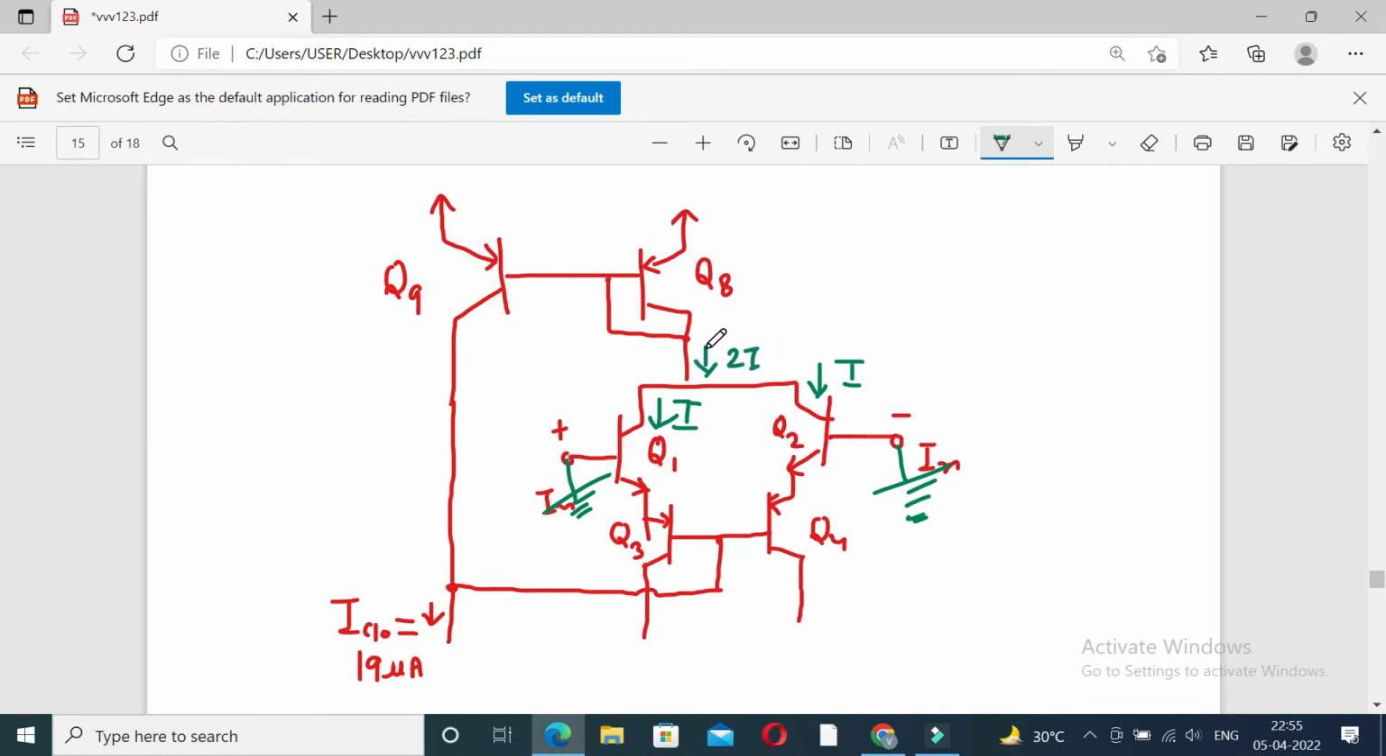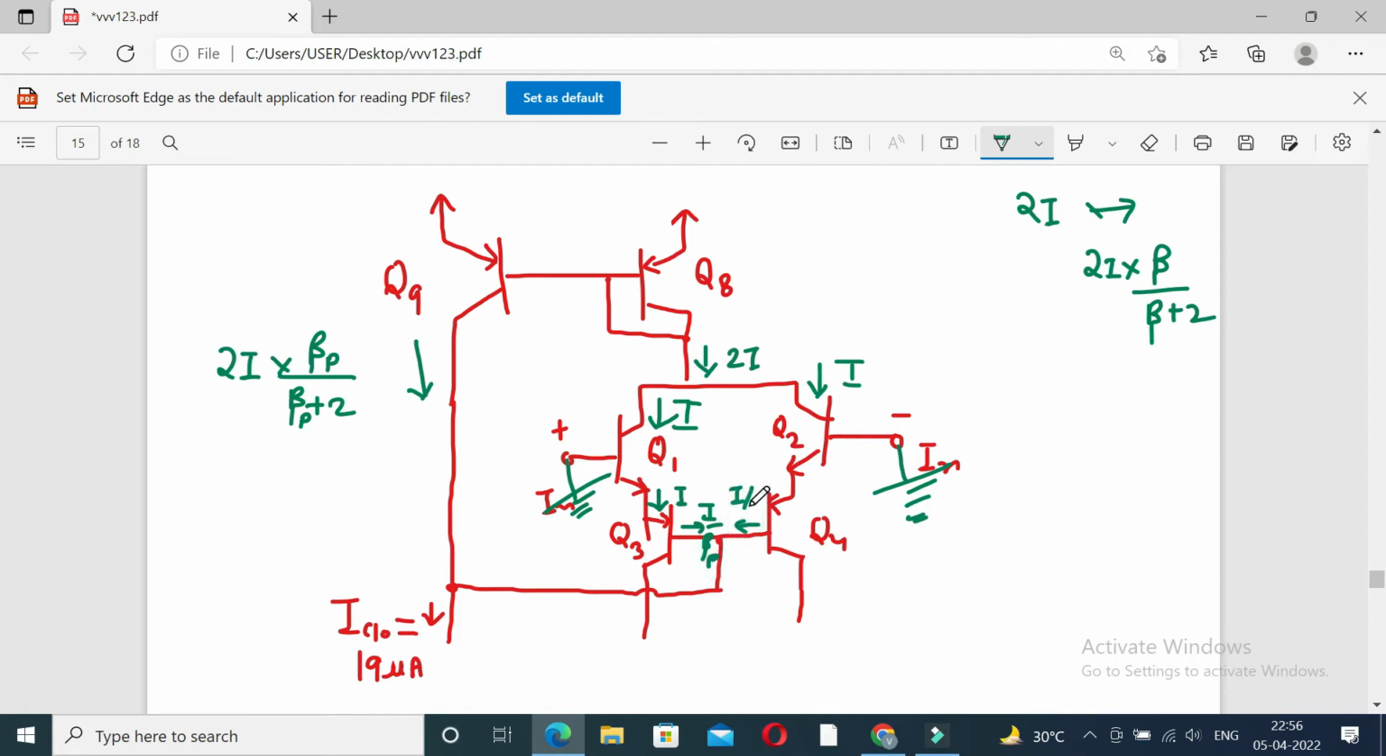So we know in a basic current mirror, if the current source current is 2I, then in the load it will be equal to 2I into beta upon beta plus 2. Here the source transistor is Q8, so the current is 2I into beta upon beta plus 2, and beta should be beta P, because these are PNP transistors. Here the current is I, and this is the base current, which should be equal to I upon beta P. Similarly, here the current will be 2I upon beta P.